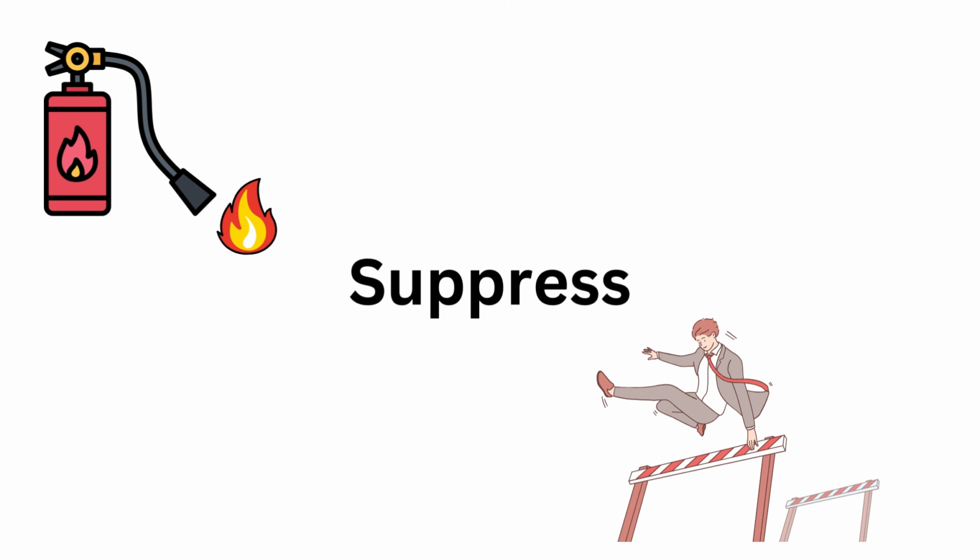Next word is suppress. So to stop something. Okay, you can think of the fire extinguisher is suppressing the fire. It is trying to stop the fire. So this person isn't letting this stop them from going over. So think of suppress, to stop.